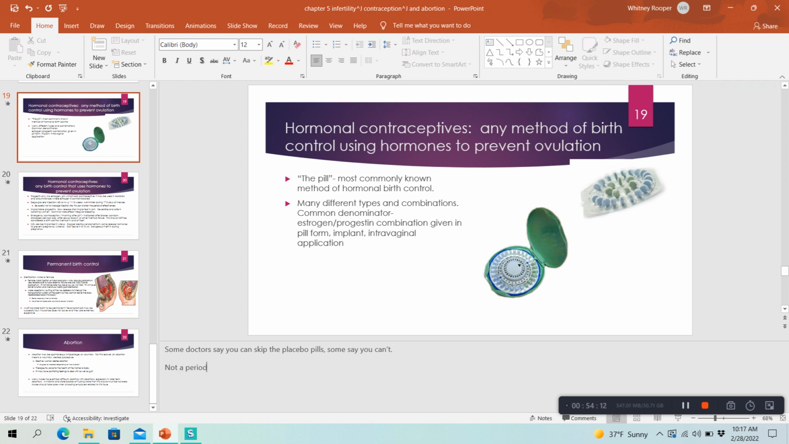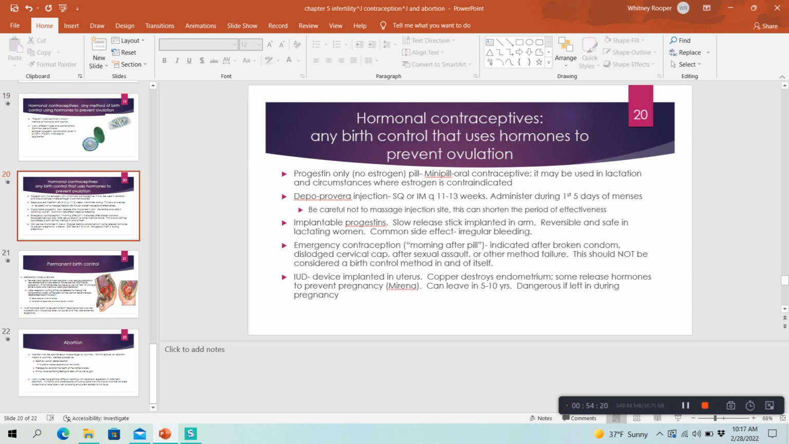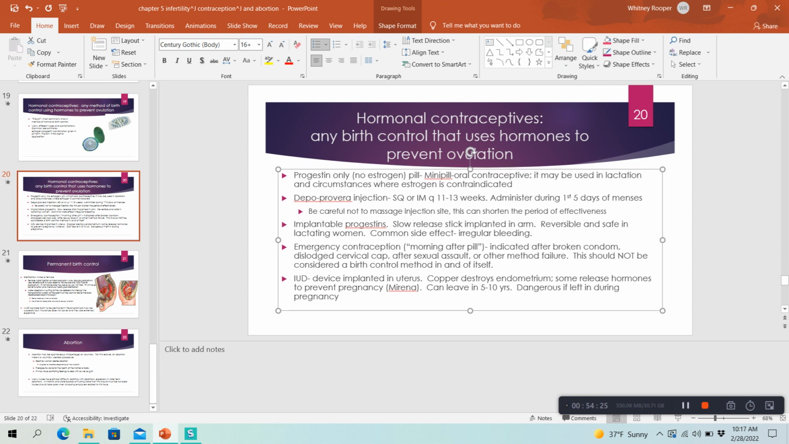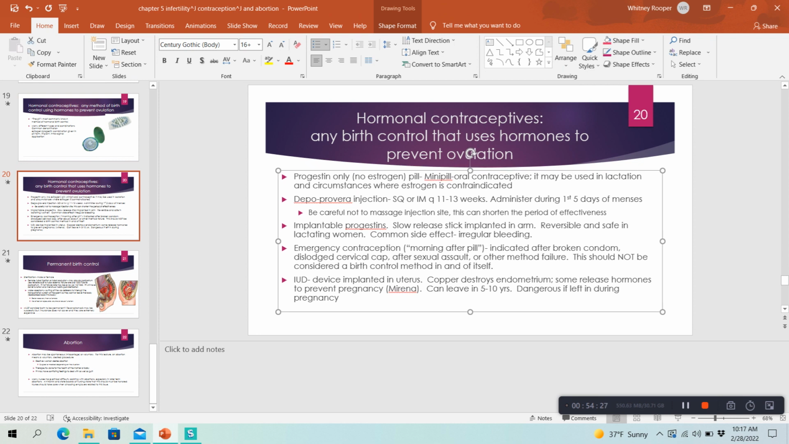Okay, questions about that? There's other different kinds of hormone contraceptives. Again, there's a progestin-only pill that has no estrogen. It's called the mini pill. Works basically the same, but this can be used with women who are lactating. It's the only pill that's safe for women who are lactating.